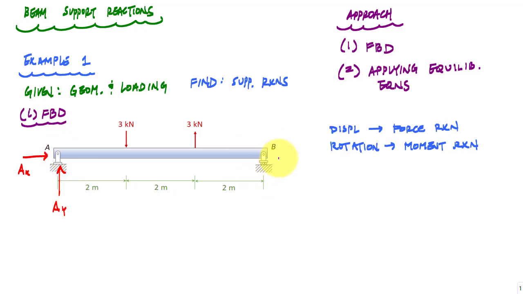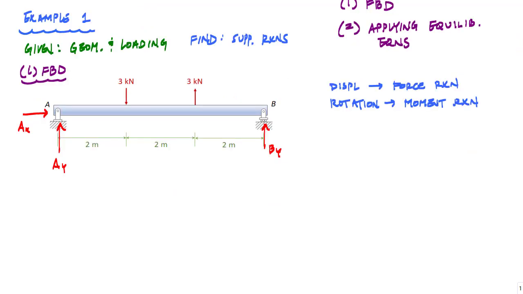Here at B, I have a roller support. It's allowed to move left and right. We'll say that this roller restricts motion up and down, so we have a vertical force reaction. I can draw these support reactions in any direction that I want. And now I'm going to apply my equilibrium equations.